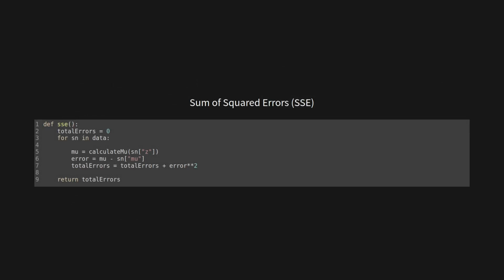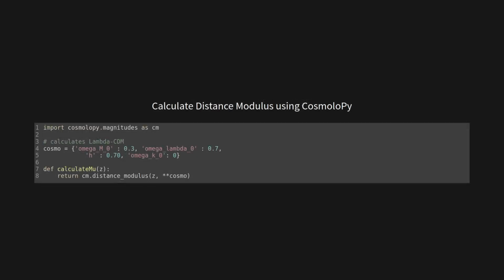This code looks at every supernova and calculates a mu and compares that to the mu in the data. The difference is then squared and then added to a total. To calculate mu, we'll use Cosmolopy's distance modulus function.